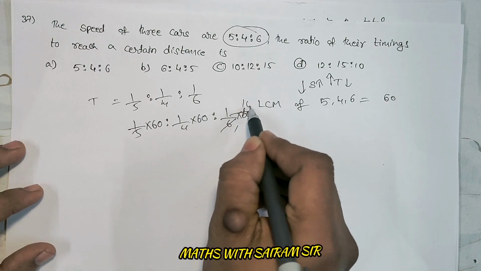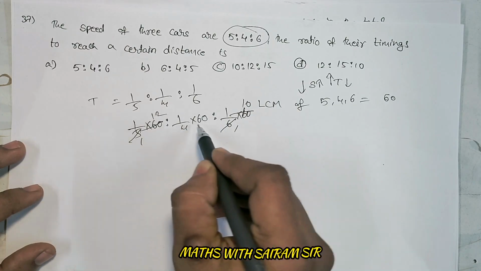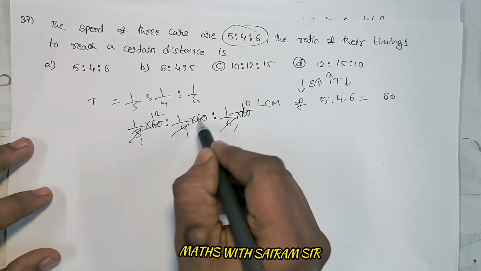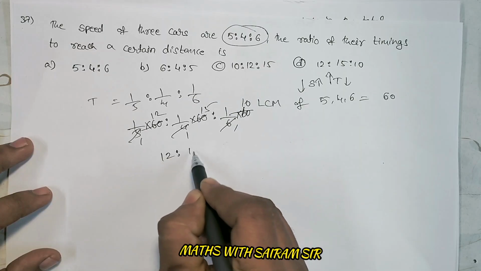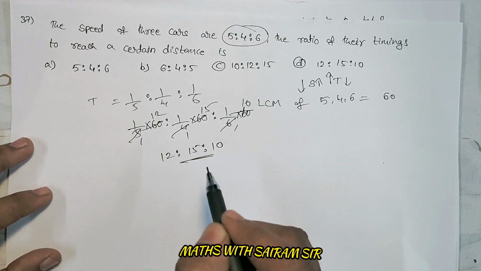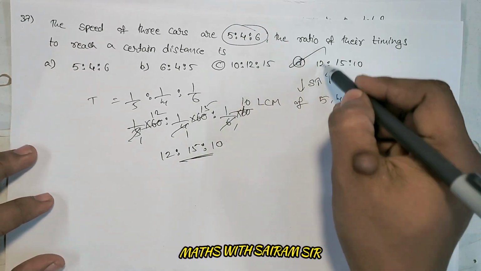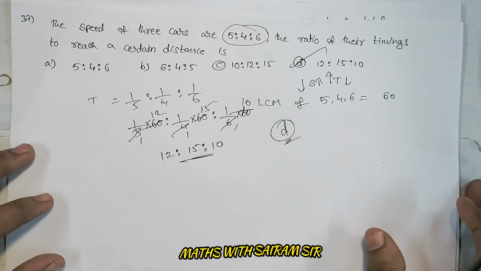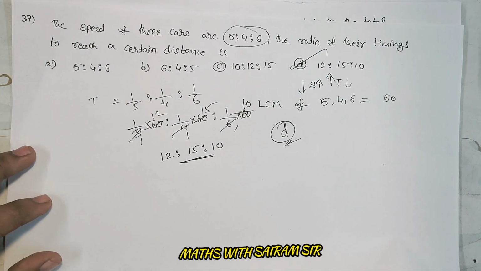6 into 1/6 is 10. 5 into 1/5 is 12. Now 4 into 1/4 is 15. The answer is 12:15:10. If you notice this, we can see that the fourth option is the correct one in this case. Okay, now let us see the next question.